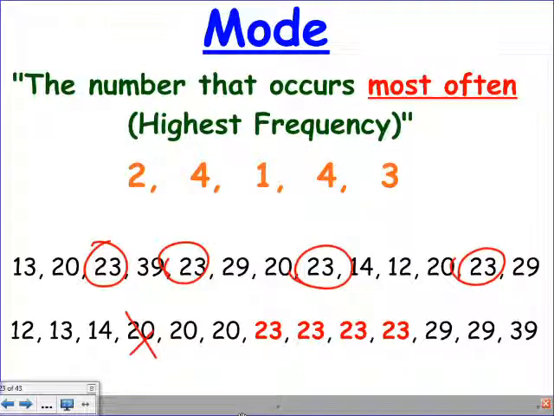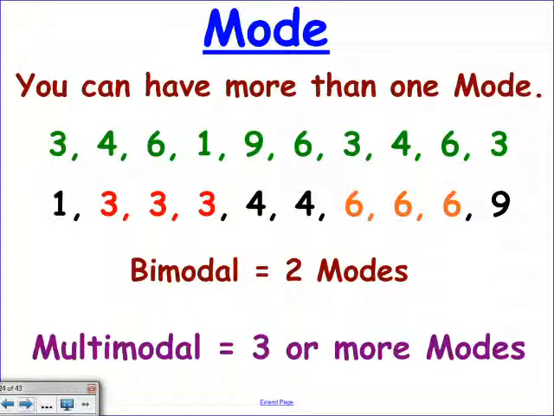What's the problem with mode? I've got a couple of problems with mode. What if there's two numbers? Good. If there was another 20 in there, 20 would be the mode as well. That's called bimodal. If you end up with 2 modes, it's bimodal. There could be 3 modes. If I added a 4 in here, 3's a mode, 4's a mode, and 6 is a mode. We call that multimodal. So the problem with modes is there might be more than one mode.